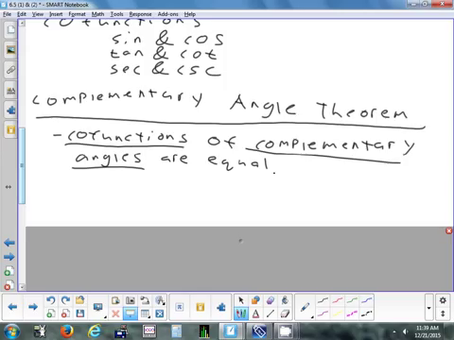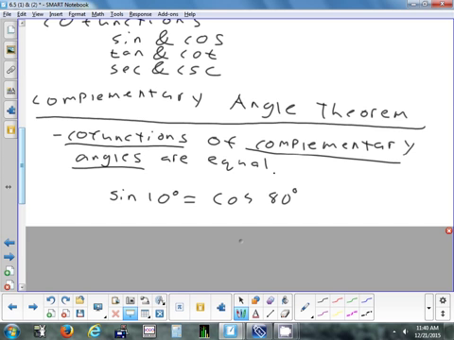Right, so using that idea, who can tell me what the sine of 10 degrees would be the same as? What would the sine of 10 be the same as? Jacob? The cosine of 80 degrees? Yeah. So first he found the cofunction, and then he found the complement. So the sine of 10 and the cosine of 80 are exactly the same.